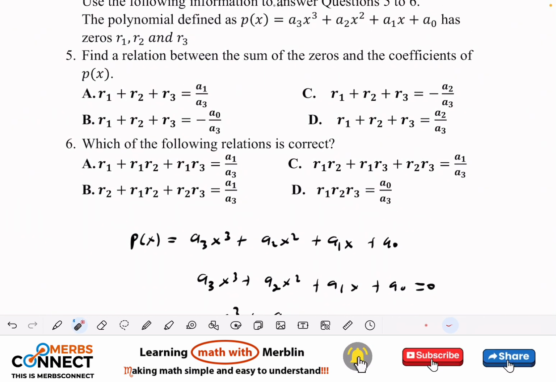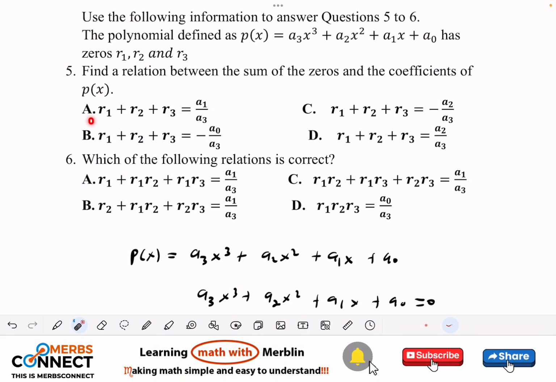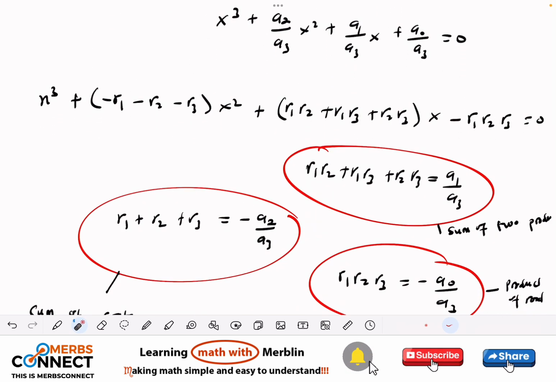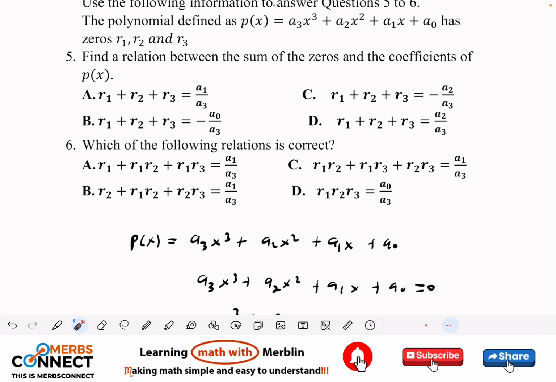So now let's go through the question. The question is asking us to find a relationship between the zeros and the coefficients of p. So anytime we see something like this, it is talking about the sum of products, but this one goes with this one. So how do we get that? Now we know that the sum of roots is just minus the coefficient of this divided by the coefficient of this, which we had here. So minus a2 divided by what? a3. So which one is right?